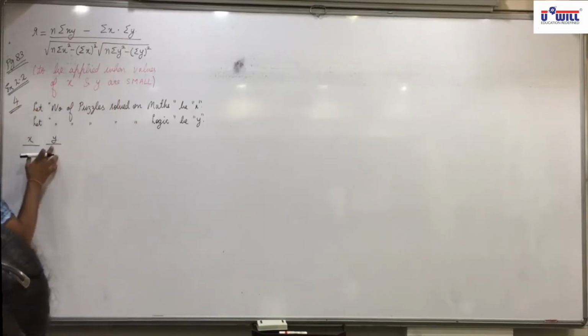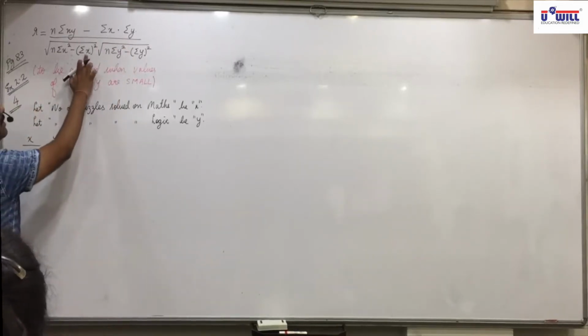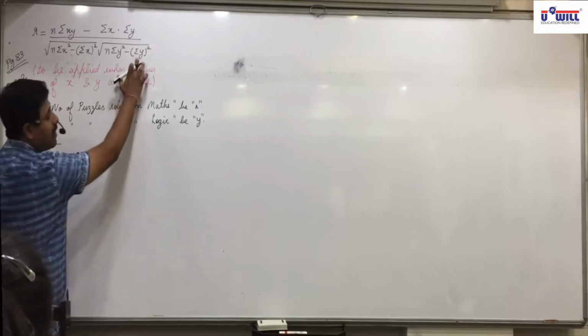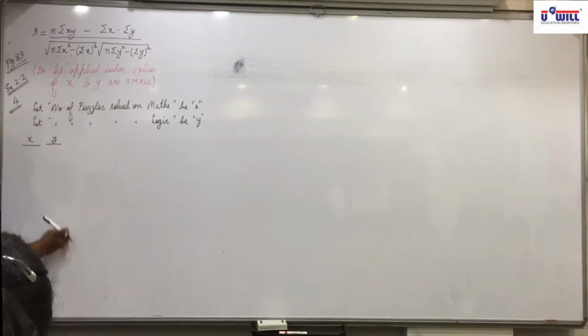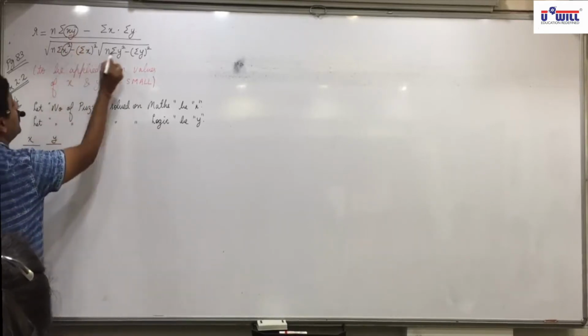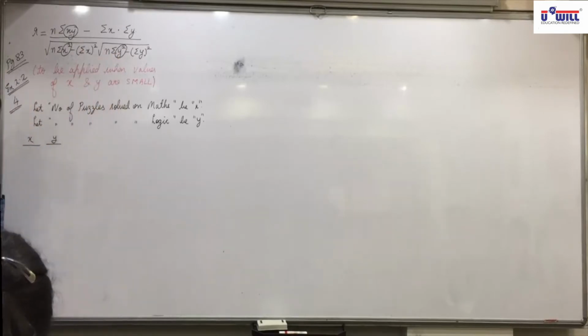Sigma y we will get from here itself. And this is sigma x whole square, so whatever total of x comes, square of that. This is sigma y, so whatever total of y comes, whole square of that. So we require these three workings: xy, x square, y square. Throughout the chapter, remember, three workings are required: products and squares.